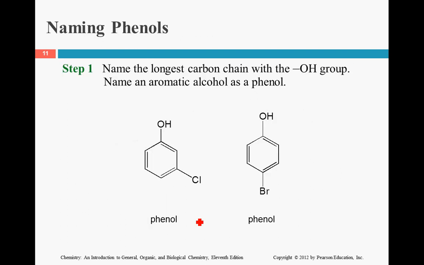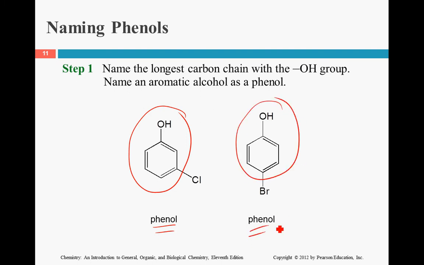Alright, so when we're looking at this, we want to name phenyl here. That's where that part comes from. That's part of the longest chain, is the phenyl. Now we have to look at the substituents. Chlorine is chloro. We're going to start counting at the OH. 1, 2, 3. And we want to make it the smallest number possible, so we want to go towards the direction of this substituent. So 3-chlorophenyl. 1, 2, 3, 4. 4-bromophenyl.